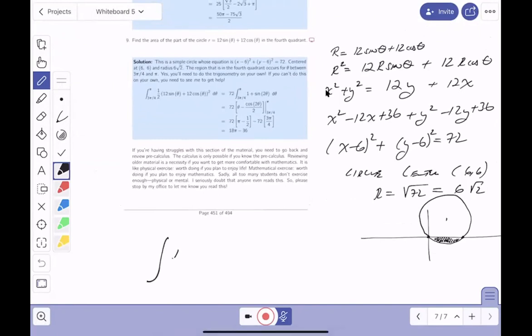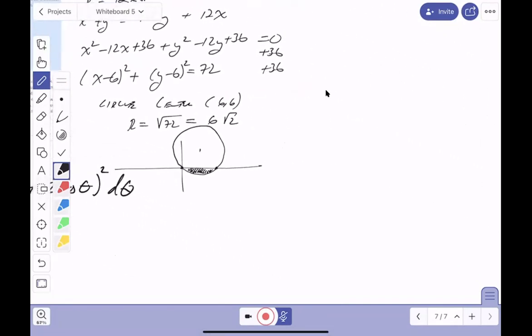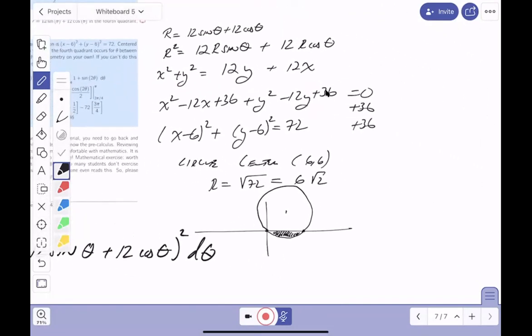And it's going to be 1/2 the integral of r squared, which is going to be 12 sine theta plus 12 cosine theta squared d theta. When I say it's not easy, the limits are not easy for me. This is the part that really kills me to do. So I gotta get it. So what do I know over here? I know the r is 0 there.